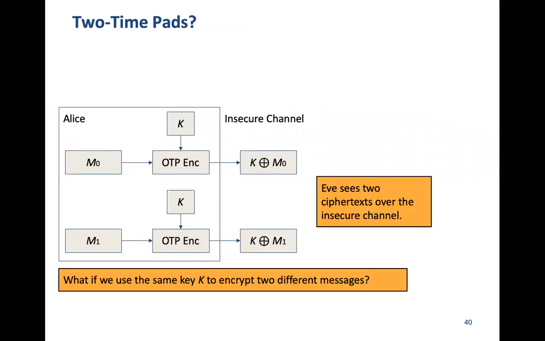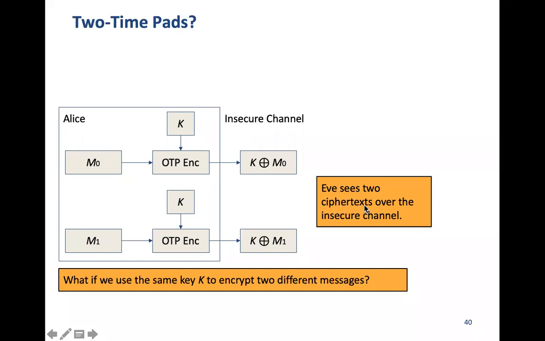Now let's use the same OTP twice. It means the same key is used two times. M0 and M1 both are sent by Alice and she uses the same key. So when M0 is sent, she uses the key and gets K exclusive OR M0, and when she sends M1 with the same key, she gets K exclusive OR M1. So now what will happen?